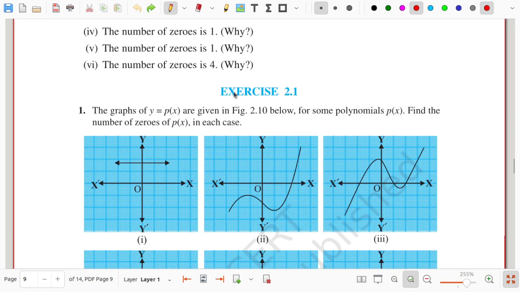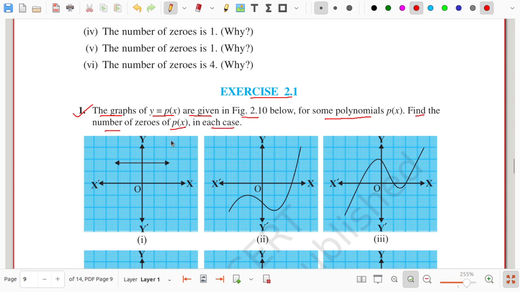So today we are going to solve an exercise of NCERT class 10. It's the first exercise of chapter polynomial. So let's start. The first question: the graphs of y equals p(x) are given in the figure below. For some polynomial p(x), find the number of zeros of p(x) in each case.